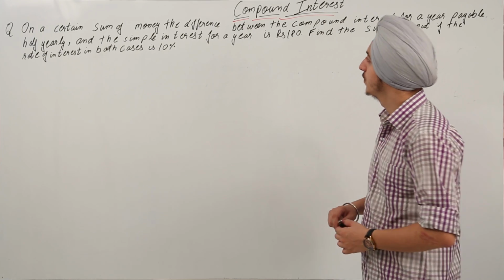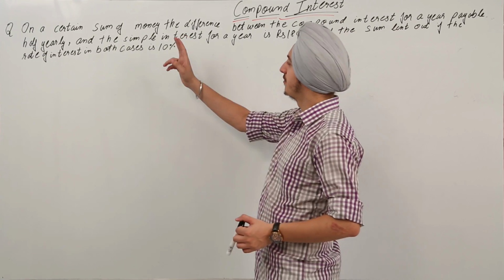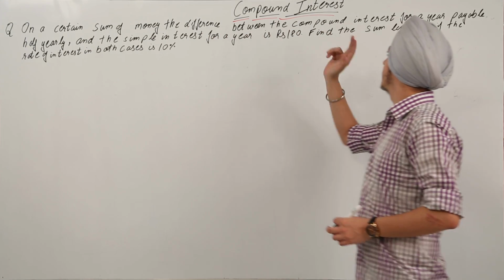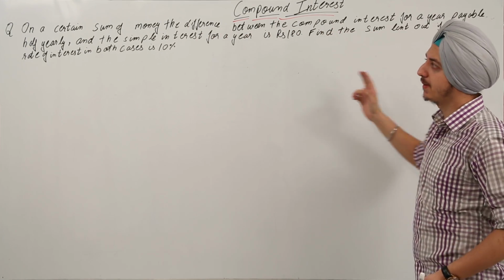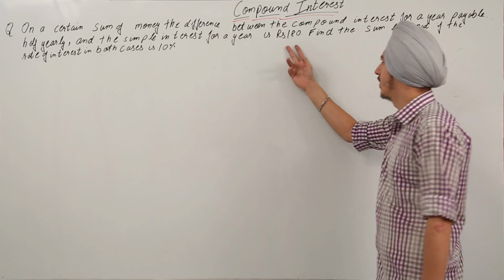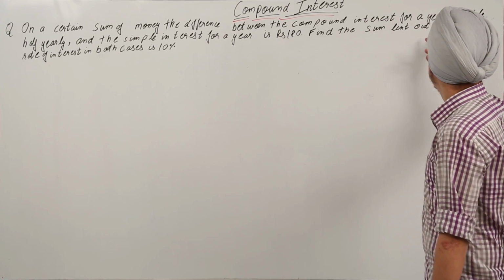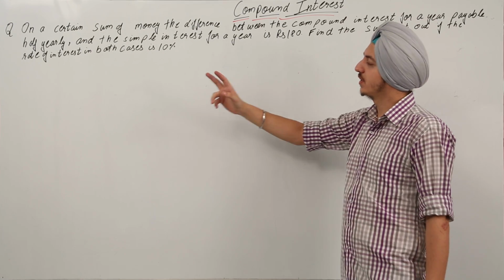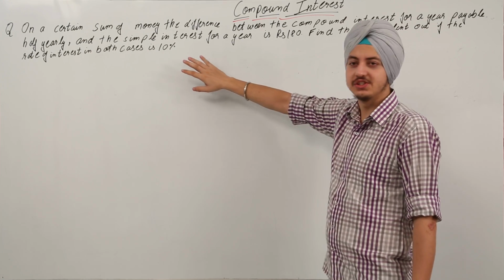Now here we have a problem which says: on a certain sum of money, the difference between the compound interest for a year payable half yearly and the simple interest for a year is rupees 180. Find the sum lent out if the rate of interest in both cases is 10%.